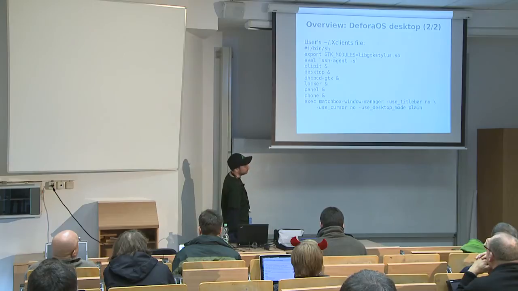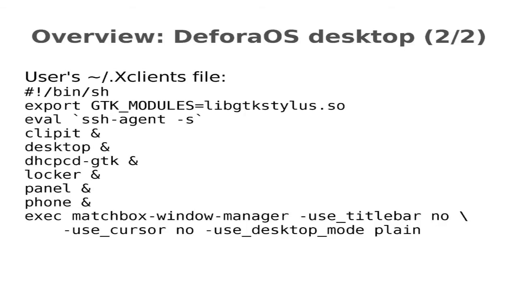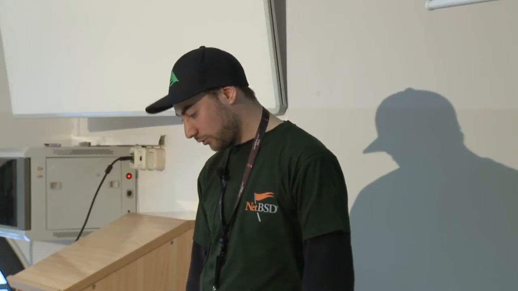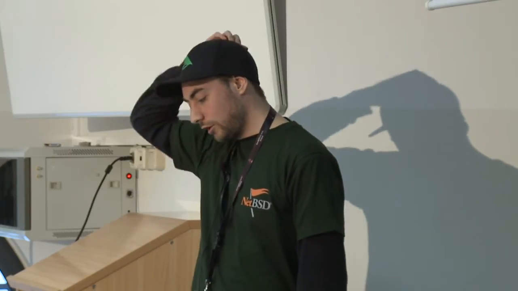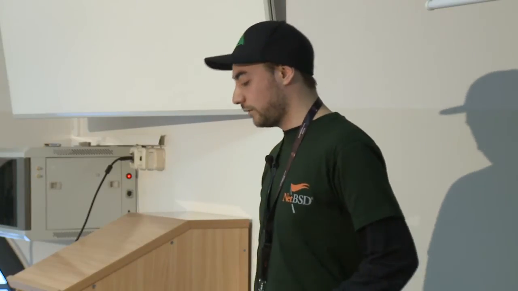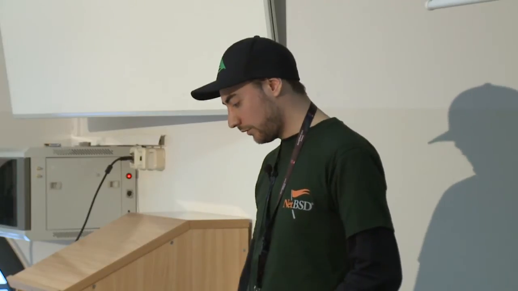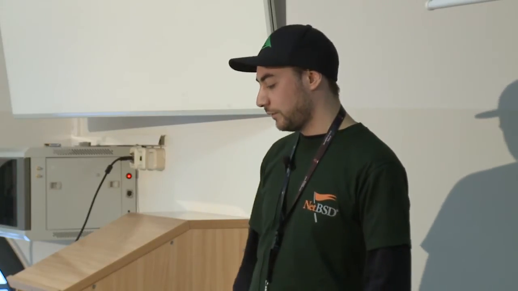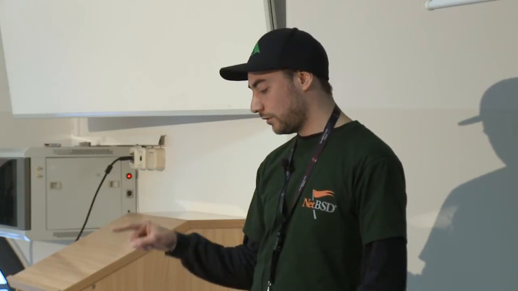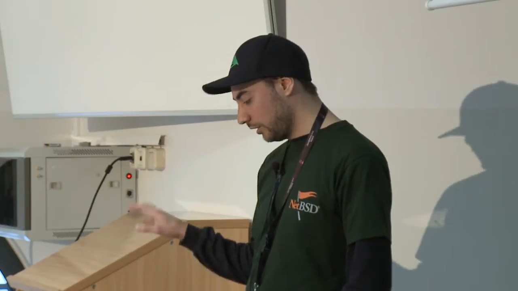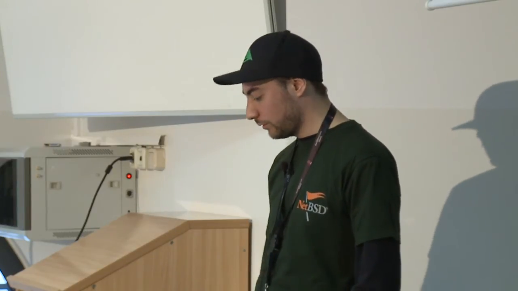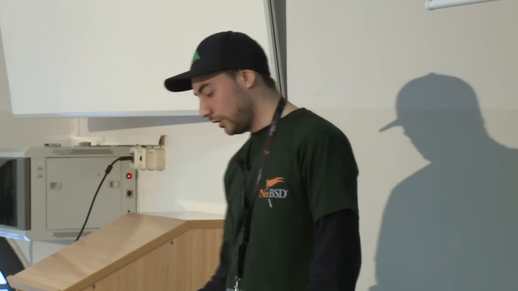So if you want to start the desktop, it's as simple as this. You just create an X clients file, and GDM is going to catch up, at least if it's set up properly. So you just declare the GTK stylus module. You can run whichever other application you want. Here I added some SSH agent, but it's not necessary, of course. Clipit is a nice handler for the clipboard, which is not part of this, but also interesting when you want to cut and paste with just one finger. It's really useful to go through different buffers. And then, of course, there is the desktop, dhcpcd-gtk for networking, which I'm going to explain a bit later. Locker is a screensaver, the panel, the telephony solution if you have a modem, and then the window manager, of course.